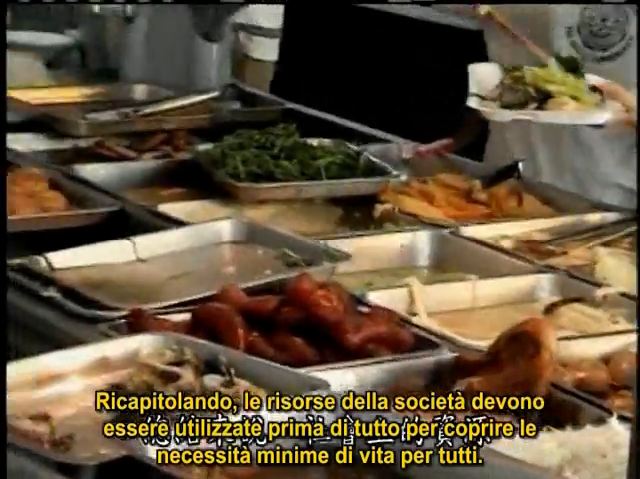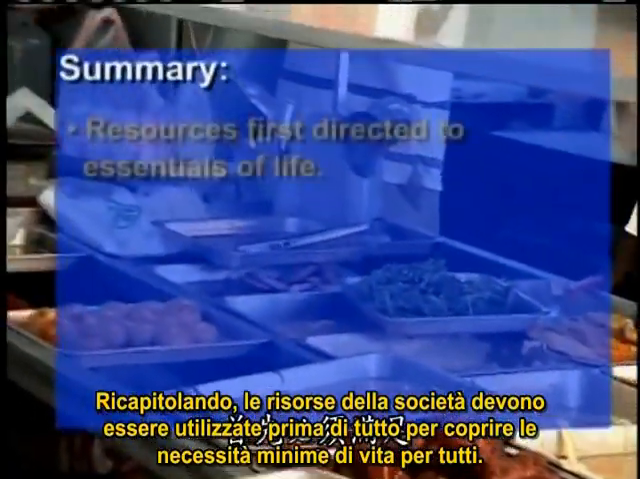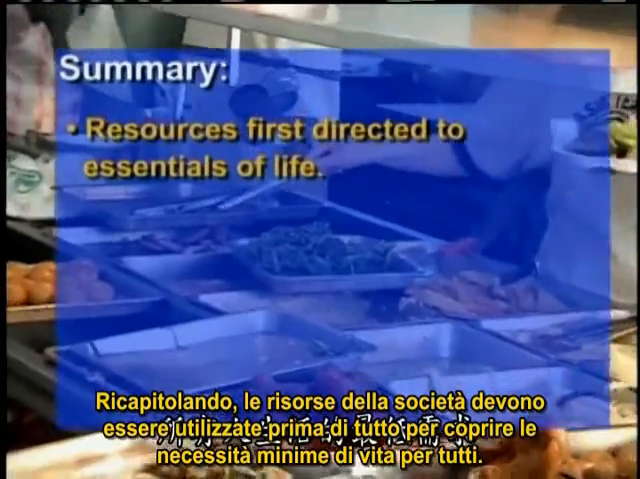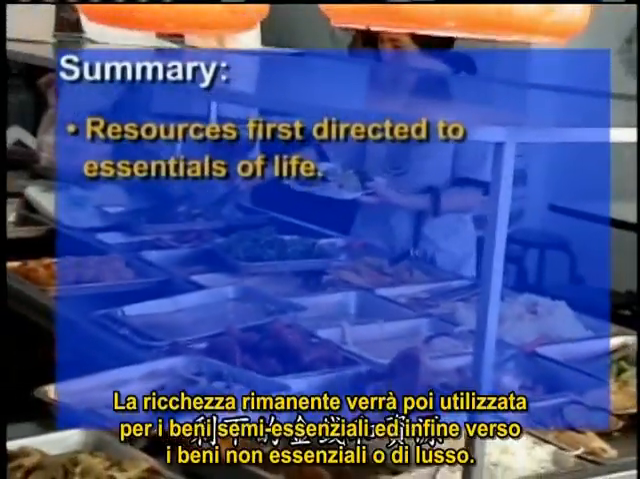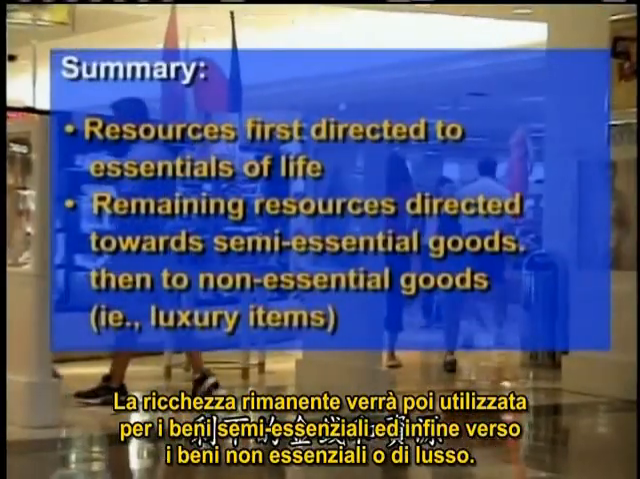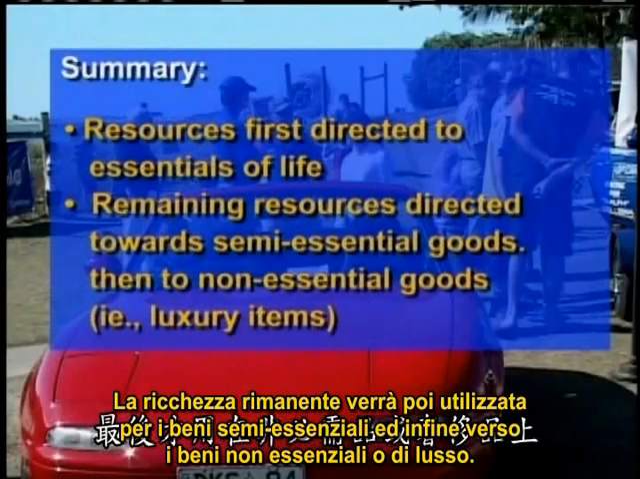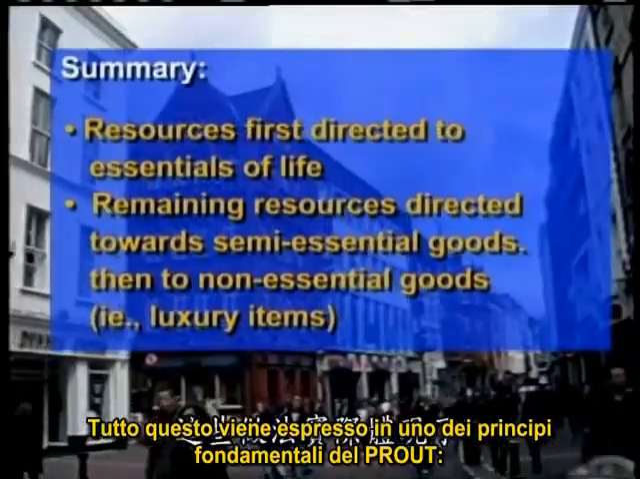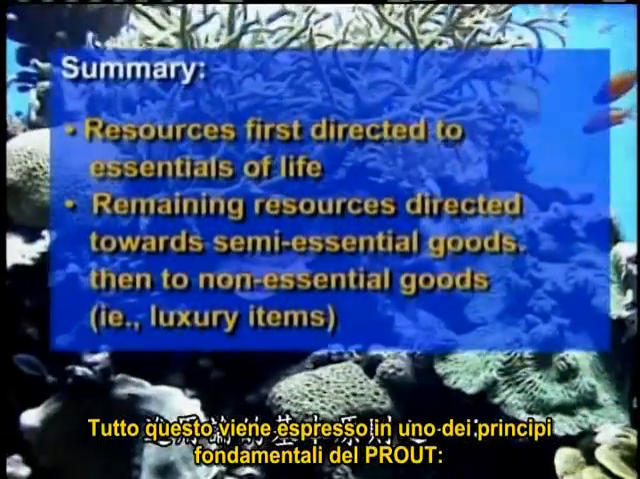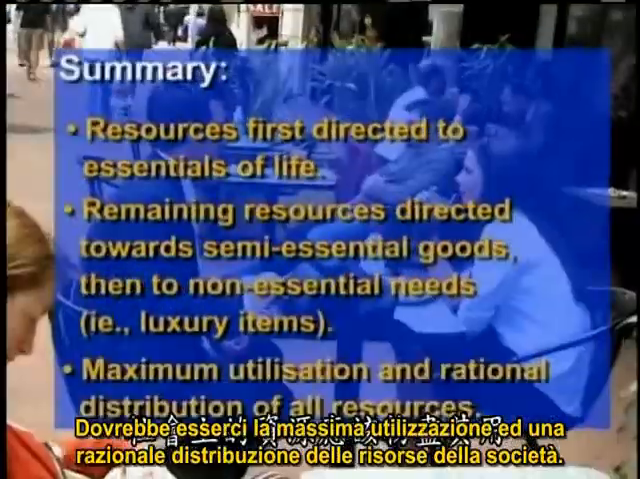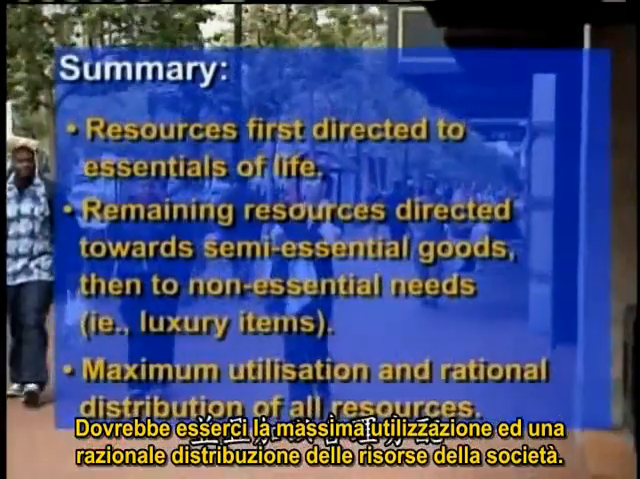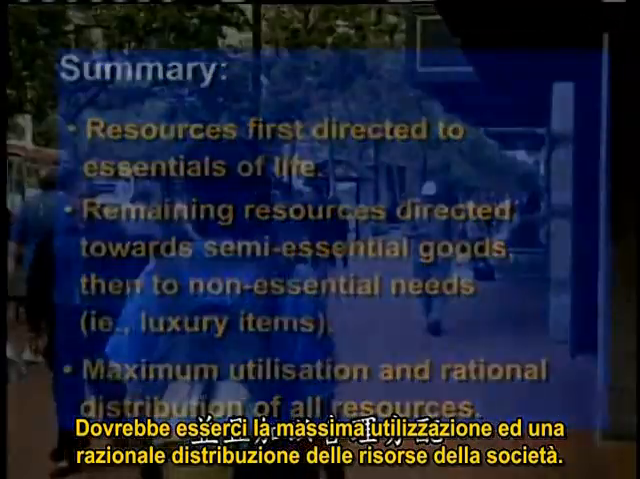In summary, society's resources must first be directed towards ensuring that everyone gets the minimum necessities of life. The remaining wealth is then directed towards semi-essential goods, and then finally towards non-essential or luxury items. All this is the practical expression of one of PROUT's fundamental principles. There should be maximum utilization and rational distribution of society's resources.